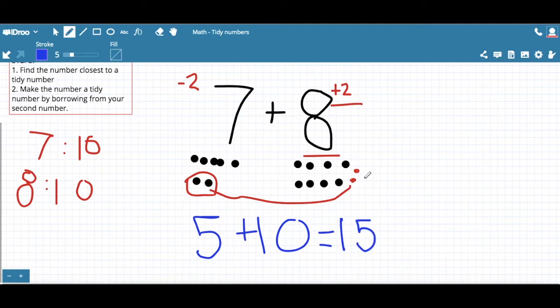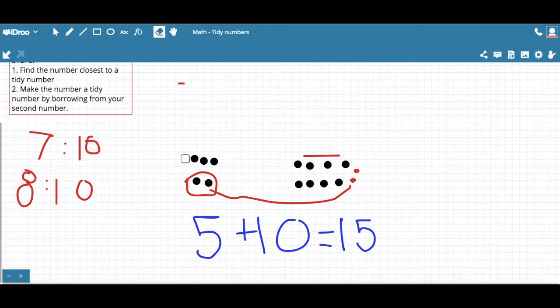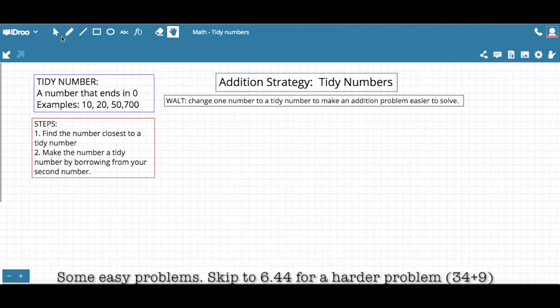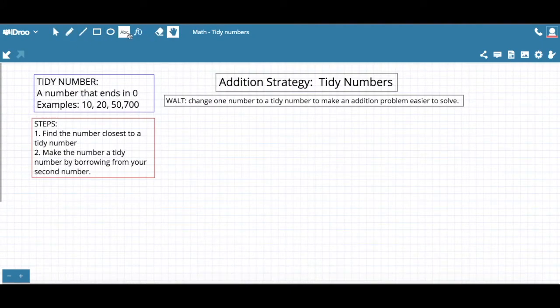And if you did want to check that this works, you can try doing 7 plus 8 and it will also equal 15. We've got 7, 8, 9, 10, 11, 12, 13, 14, 15. Okay, so that is how we do our tidy number strategy. We'll start off with a couple easy problems and then we'll do some harder ones. I'm going to do a couple first for you to practice just to make sure that you remember how to do this strategy. So I'm going to guide you through this and you're going to work through at the same time and just pause the video at certain times.